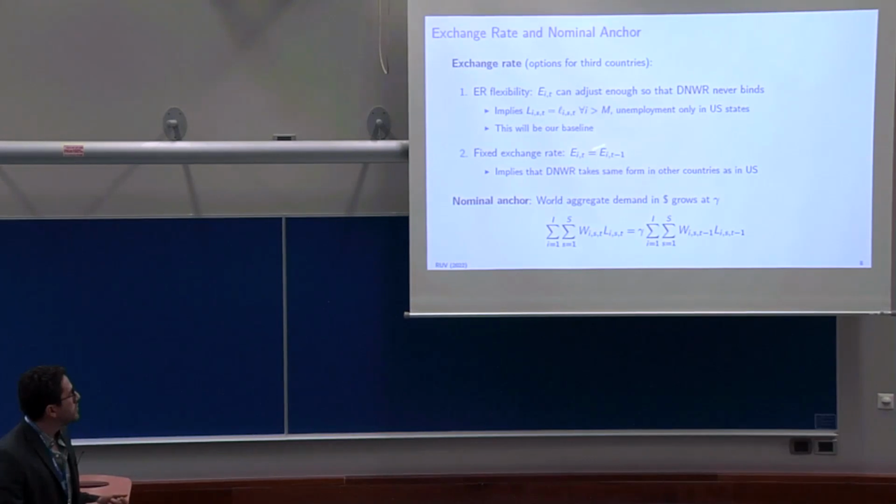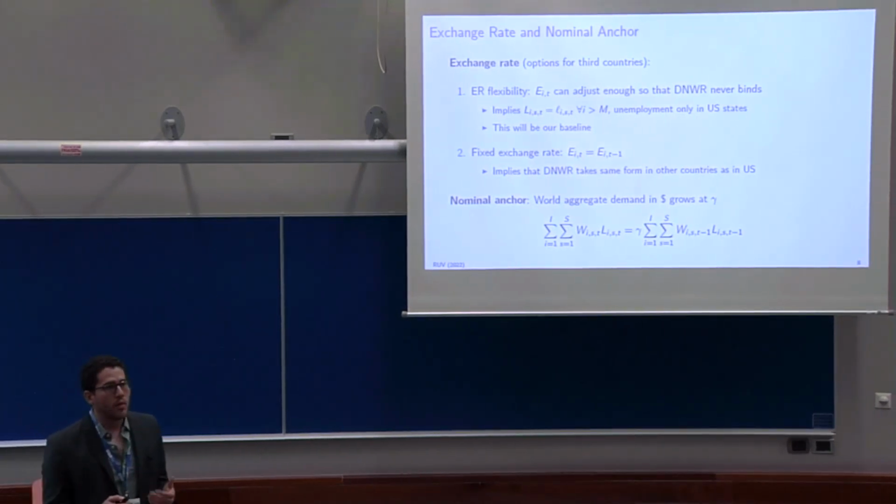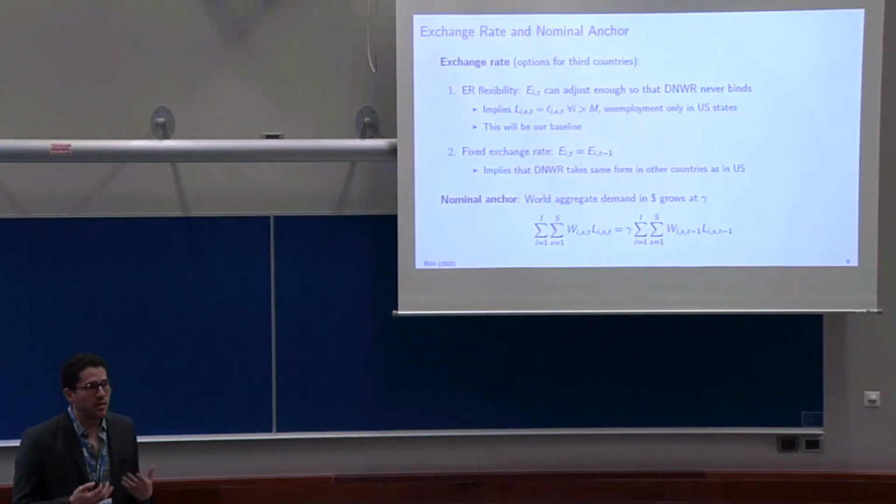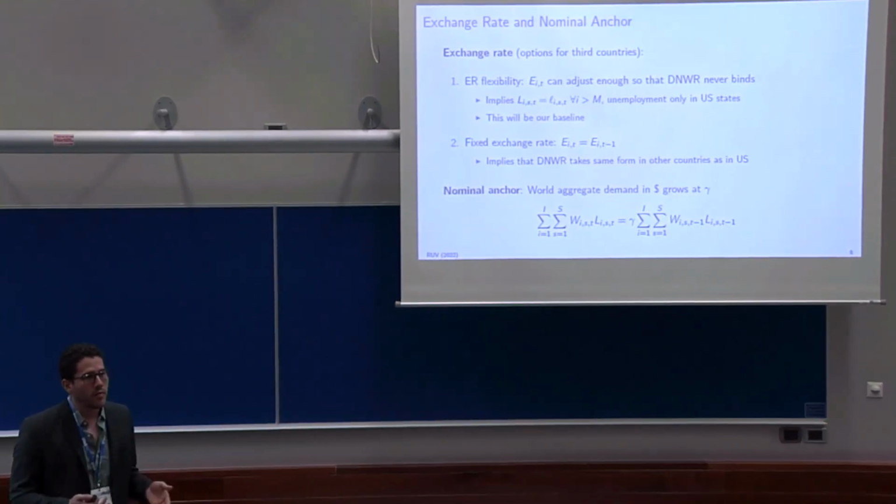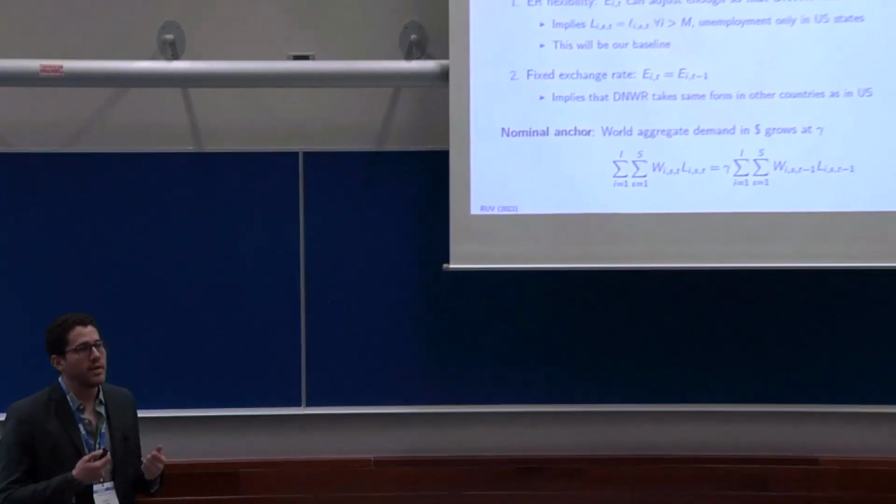Okay, and one more thing, since we impose this nominal constraint, namely the downward nominal wage rigidity, we also need to assume a nominal anchor. That is something that prevents wages in all regions in the world from increasing fast enough to have the downward nominal wage rigidity never bind. And what we'll do in this paper is assume that world nominal GDP in US dollars grows at a rate of gamma.